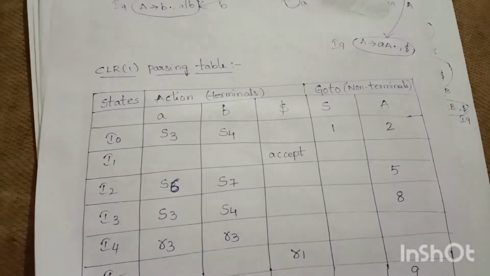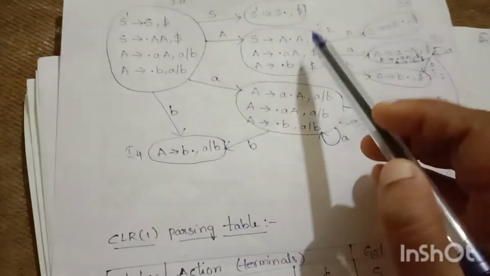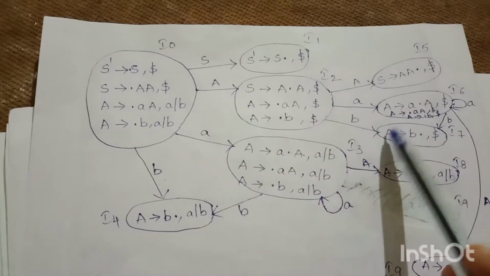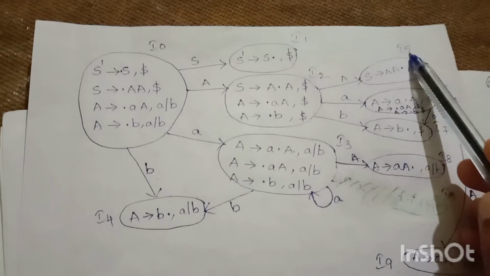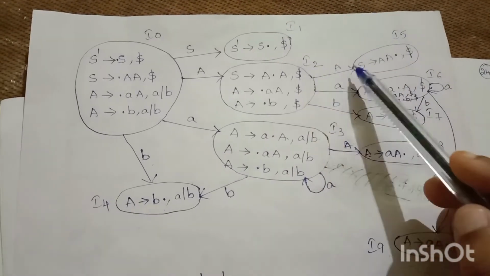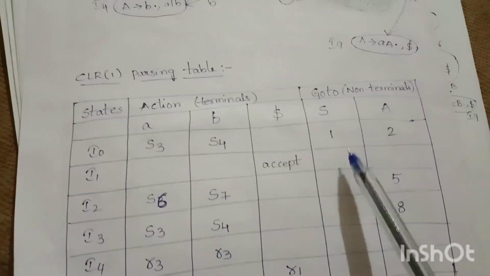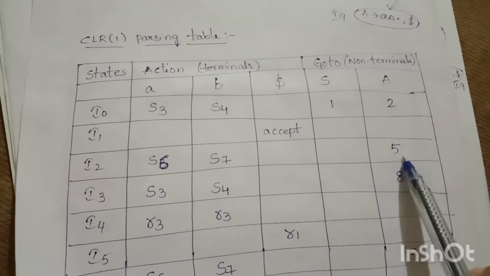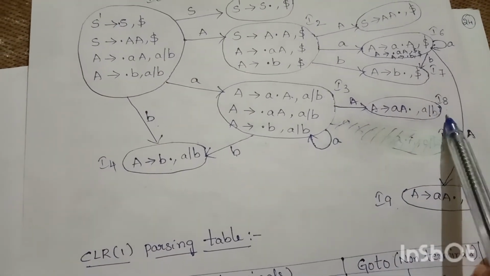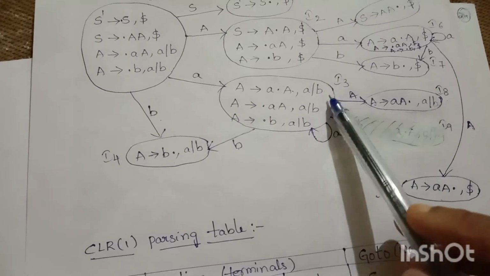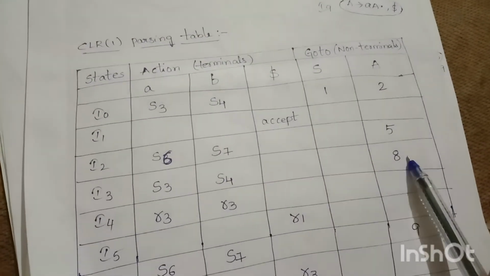Next, I2 on capital S. See, check here. I2 on capital S, we don't have anything. I2 on capital A, it is moving to state I5. So just write only the number. I2 on capital A, 5. Next I3. Check state I3. I3 on capital A, it is moving to 8. I3 on S, it is not moving anywhere. So I3 on capital A, we need to write 8.